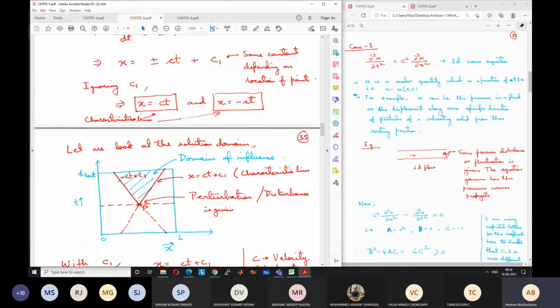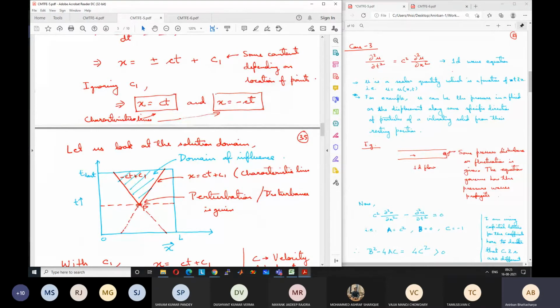So the equation x is equal to ct plus c1 will look something like this, with a positive slope. And the other equation, c1 minus ct, will look something like this. These two lines denote the region within which the domain of influence is actually located. Why is this the case? Let us try to understand.